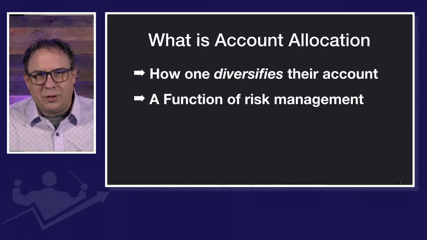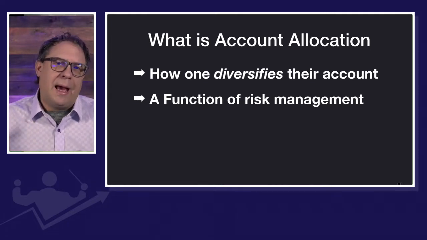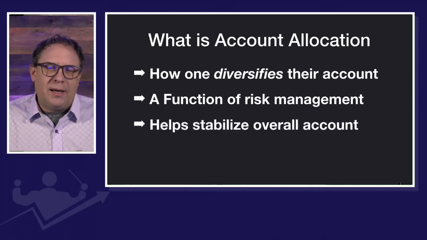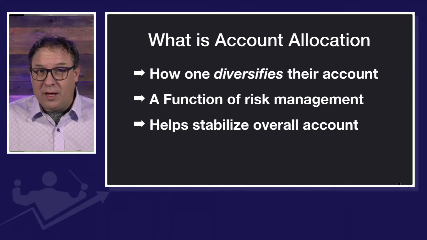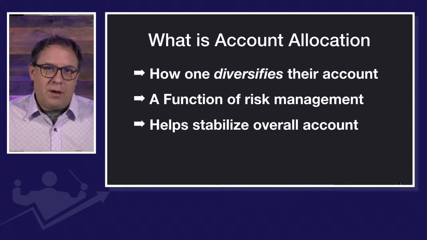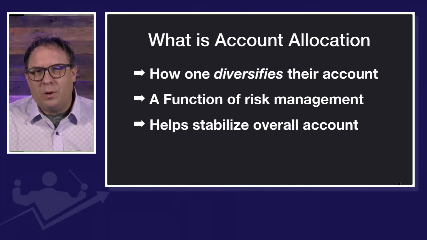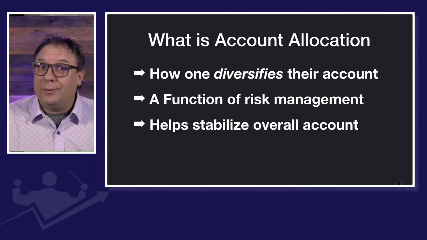Same thing with your financial planning, your financial world. So it's a function of risk management. That's why we want to allocate things across various assets. And finally, what it does is it helps us to stabilize your overall account. If we're thinking about an individual account, it helps to stabilize that. Or if we're thinking about broad financial planning, then it helps to stabilize your overall financial well-being. So this is what account allocation is. Now, let's get into it.